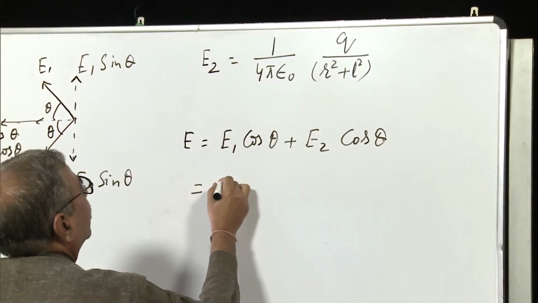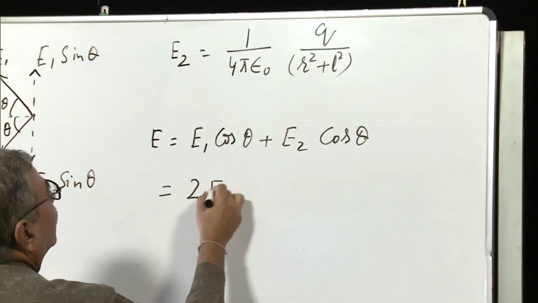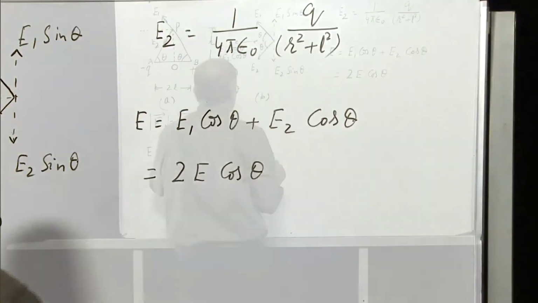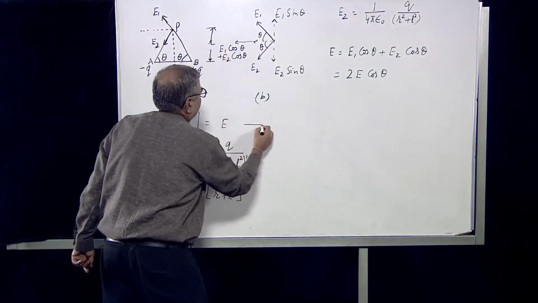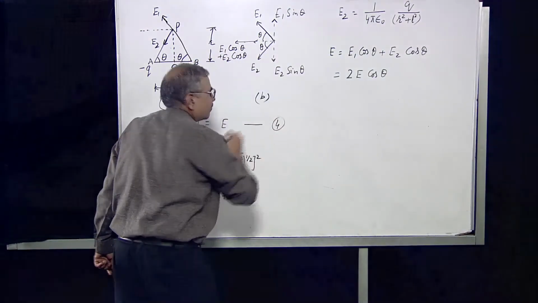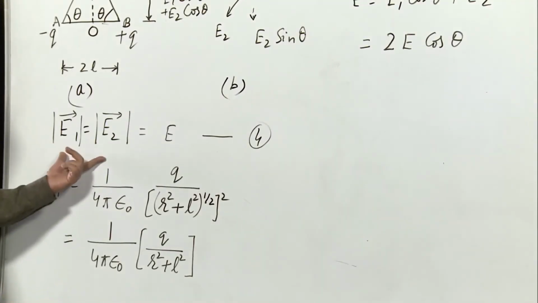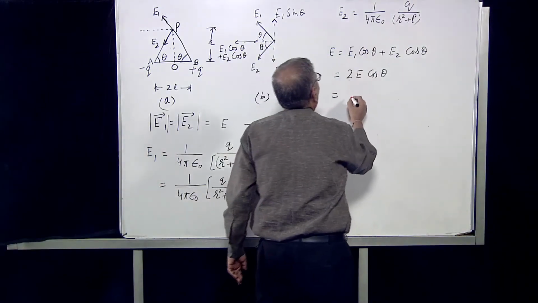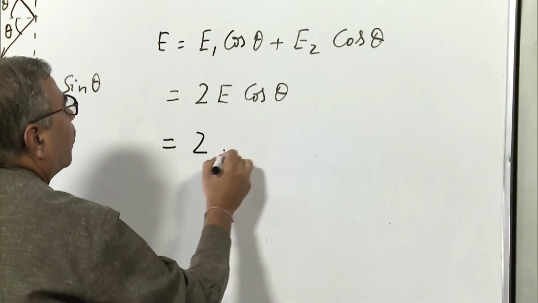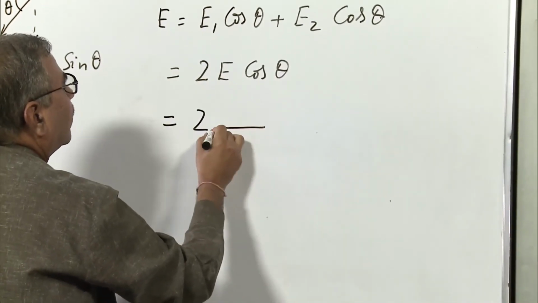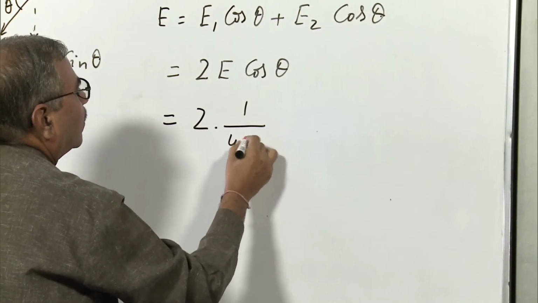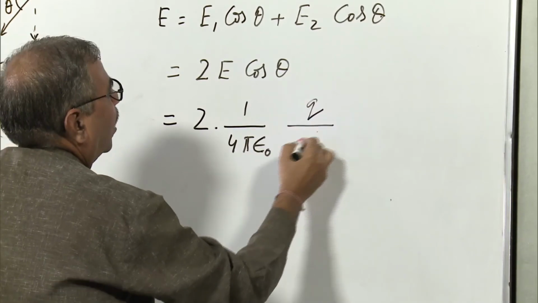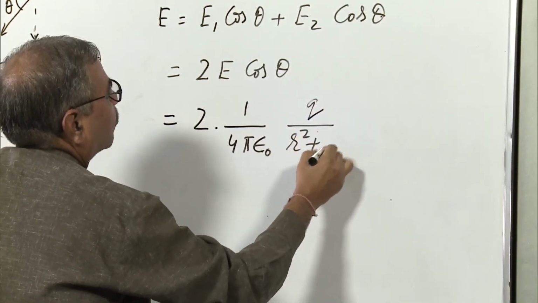It will be simply 2E cos theta, because E1 and E2 both are equal, which I have already written here in equation 4. Because the magnitudes of E1 and E2 are the same, I have represented it by E. Substituting the value of E from here, 2 into 1 upon 4 pi epsilon naught, q upon r square plus L square.